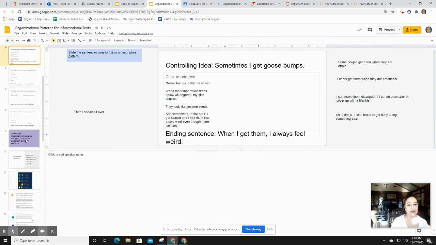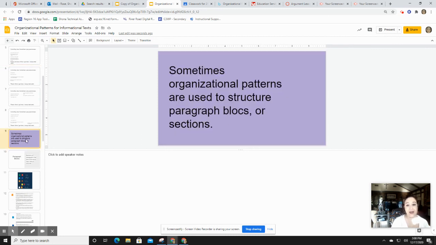Now, the fun one that we're going to look at next is how we use those paragraphs to move in a progression throughout the essay, so that they function almost like sections together. That'll be fun to look at.